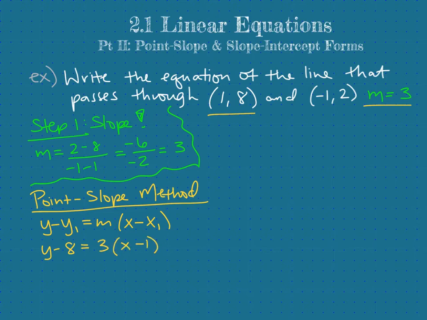And then a lot of times we want to write, and if you're asked to write in point-slope form in the end, that's in point-slope form, great. If you're asked to write in slope-intercept form, though, you do need to solve for y. So solving for y means distributing the 3 and then adding the 8. So we will get y equals 3x plus 5.